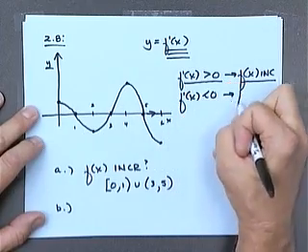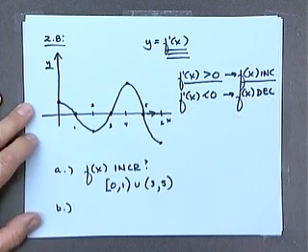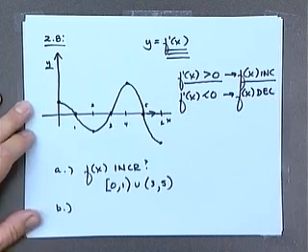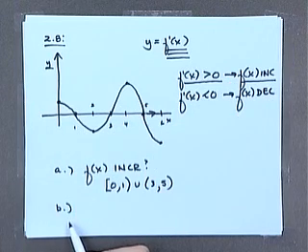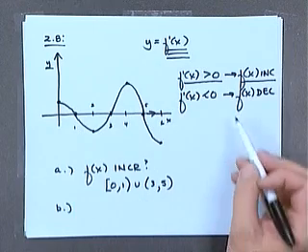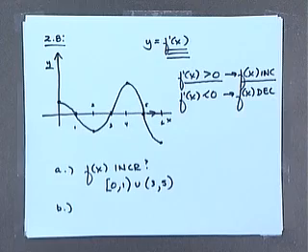And it says, part b, at what values of x does f have a local maximum? All right, is everybody okay with b? Yeah. Where is it decreasing? Where the derivative is negative? Okay, and the next question is, where does it have a local max?